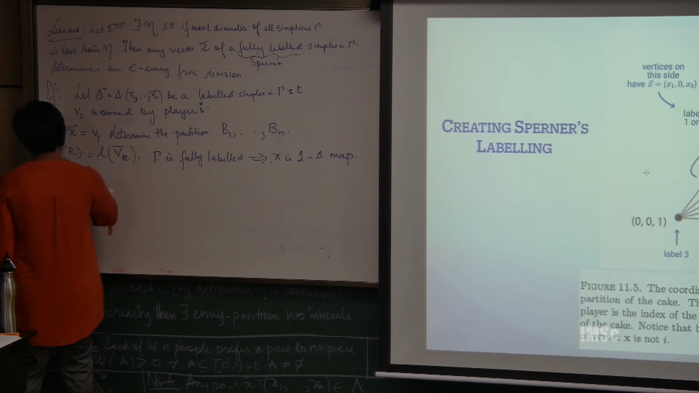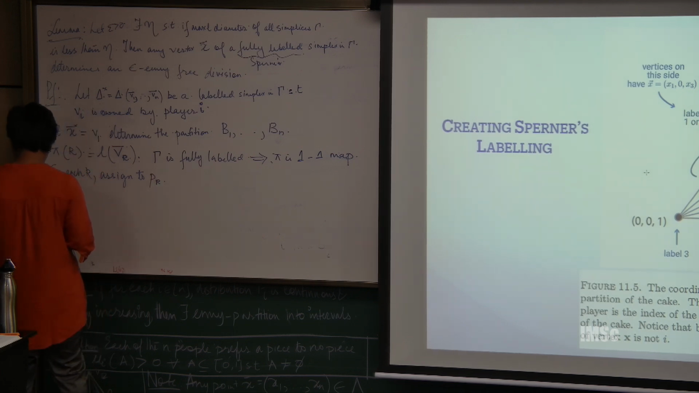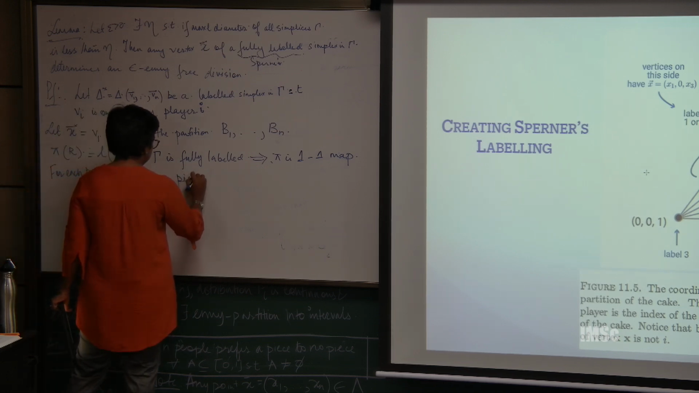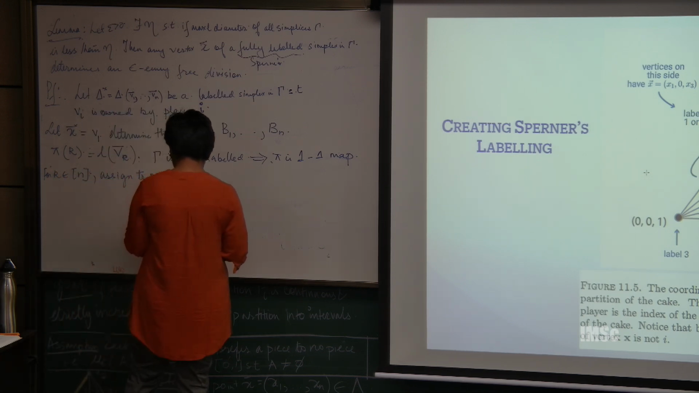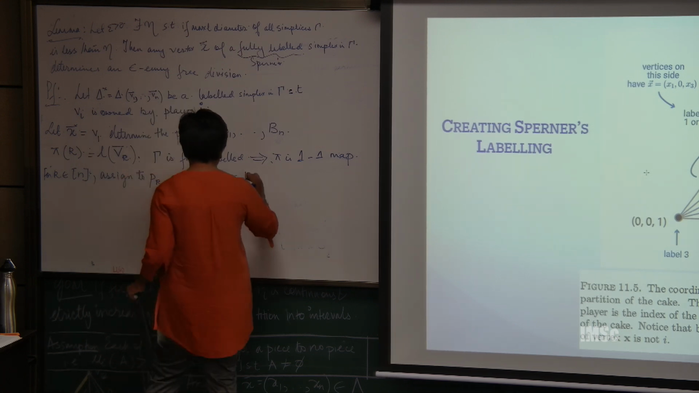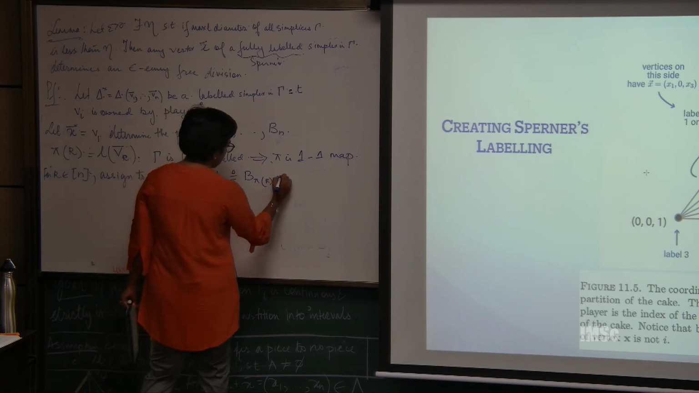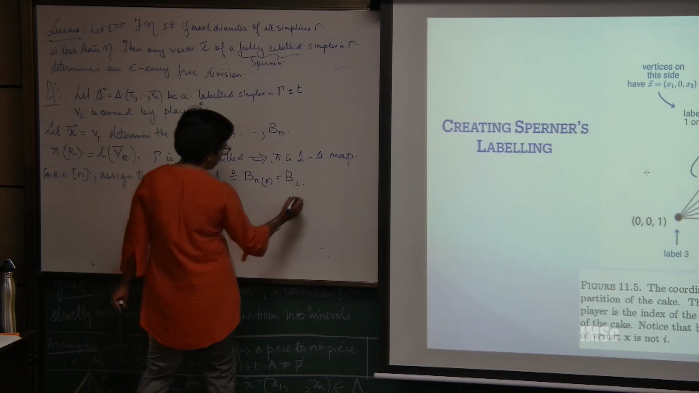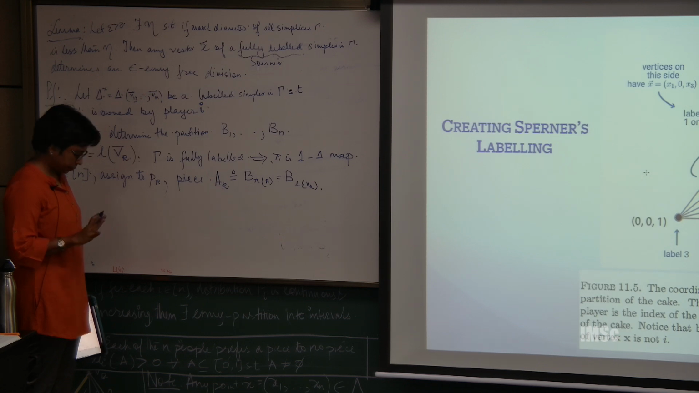For each k, assign to player k the piece defined as B of pi k, which is the same thing as saying k.